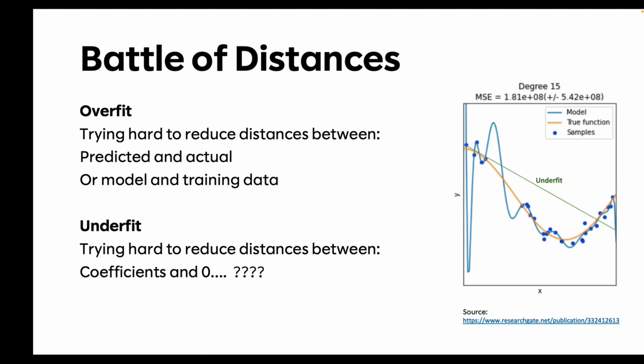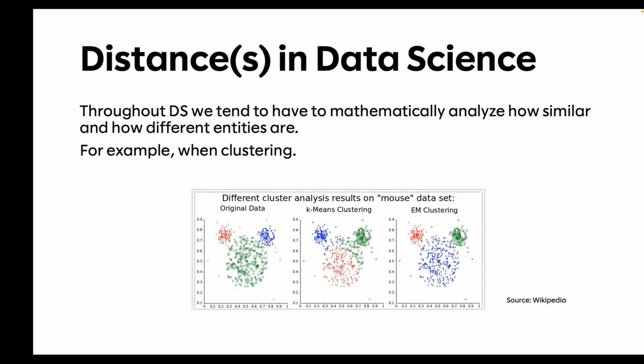So I want to take a quick tangent, talk about distances. Distance is a very important concept in machine learning, and so we tend to have to mathematically analyze how similar and how different entities are. So for example, when we clustered data, as you can see, my daughter thinks to call this Mickey Mouse data. I guess that's what it's trying to be.